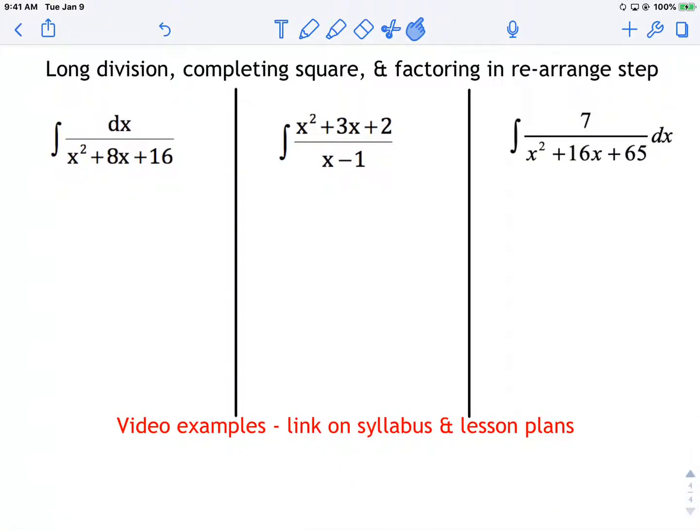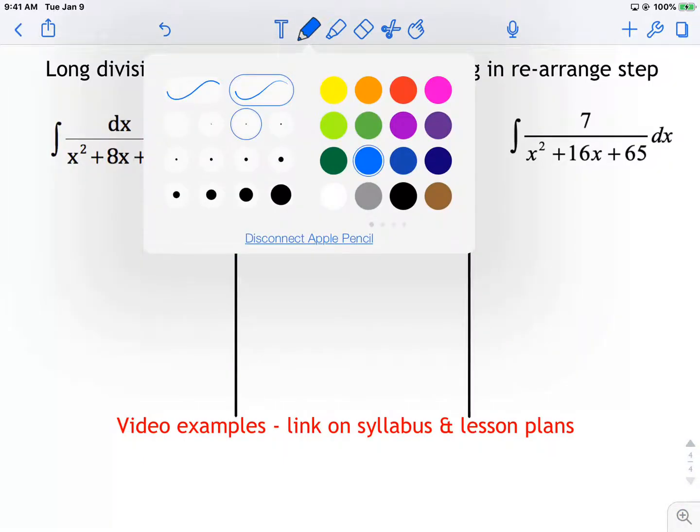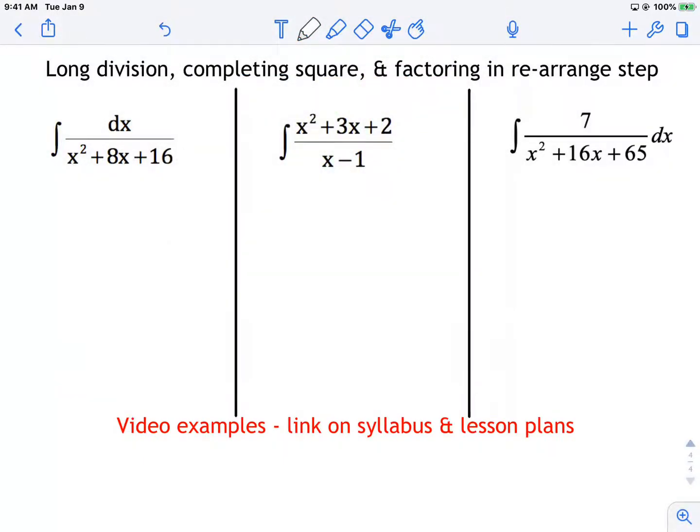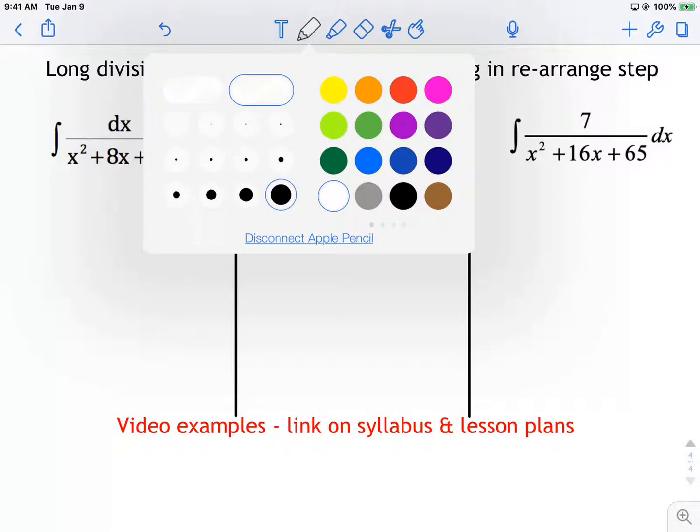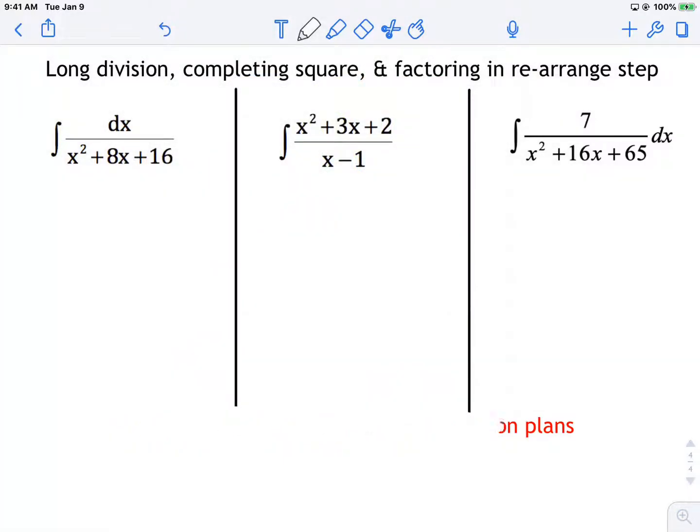So one idea is we might complete some long division in order to get my integrand simpler. Another idea is that we might complete the square in order to make an integrand that could be easier to work with. And we might use some factoring in the rearrange step. So let's start with some factoring.